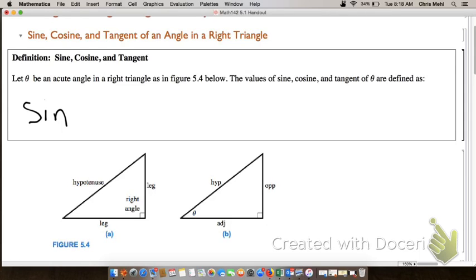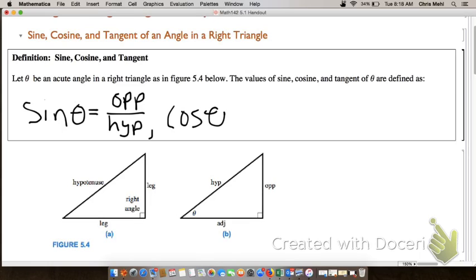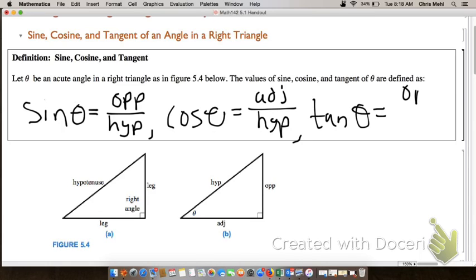Now, sine of theta is defined to be the length of the opposite side over the length of the hypotenuse. Cosine theta is defined to be the length of the adjacent side over the hypotenuse, and tangent of theta is defined to be the length of the opposite side over the length of the adjacent side.